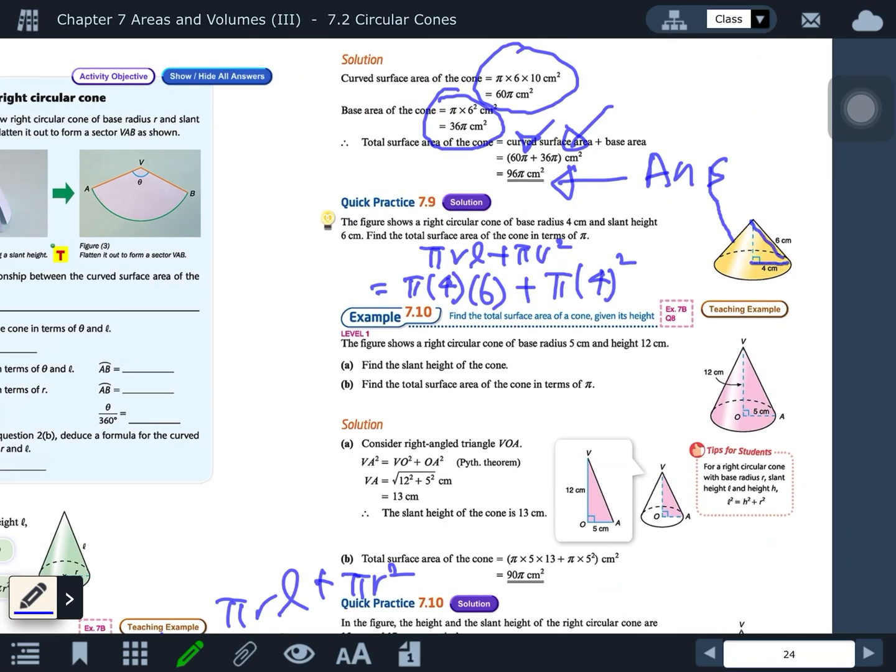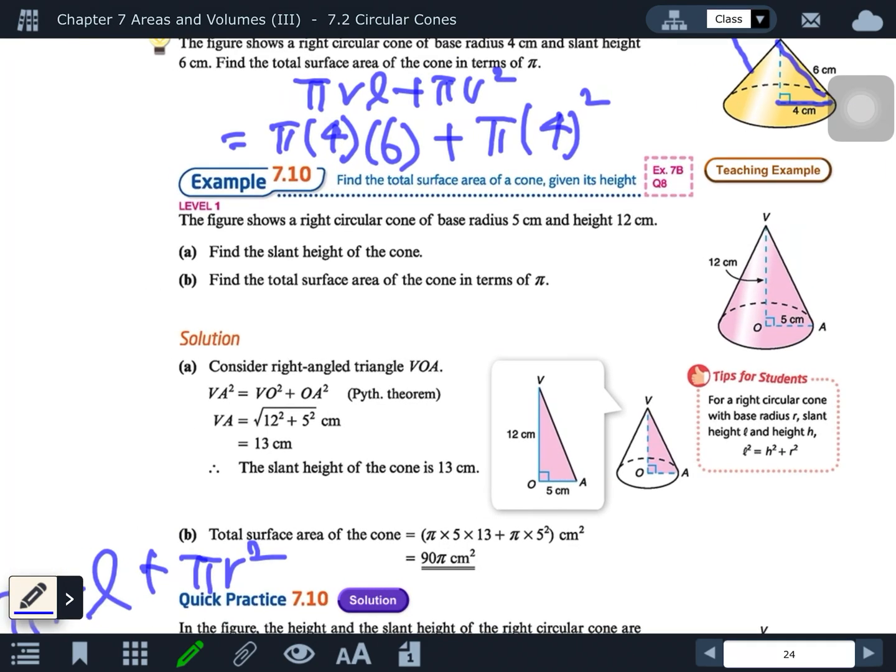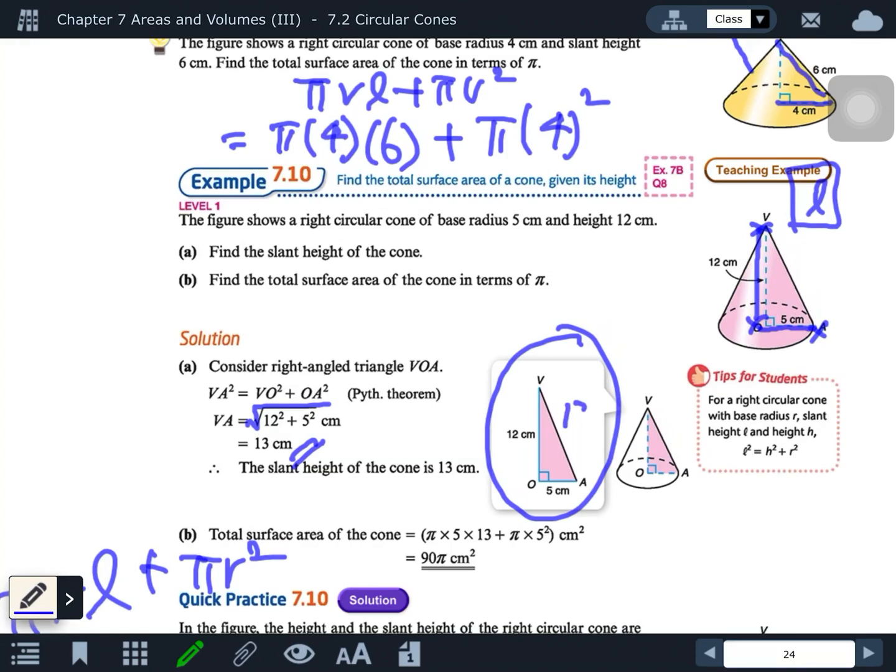Okay, for example 7.10, you will see we have a radius of 5 and a height of 12. We know the formula from example 7.9, and you will see we need l. Therefore, VOA is a right angle triangle. So you can use the Pythagoras theorem to find the value of l. 5 square plus 12 square, then take the square root of this. You will see that the length is 13.